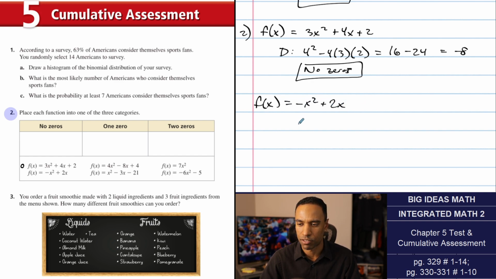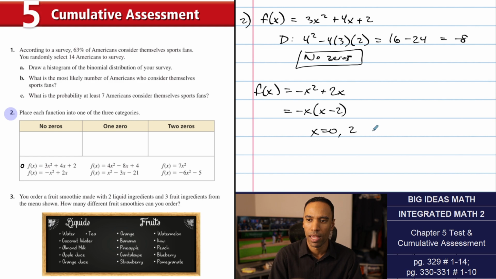I can tell you now that that's factorable. You can factor a negative x out and you get x minus 2. So x is 0 or 2. And in that factorization, that means 2 zeros. So 2 zeros.